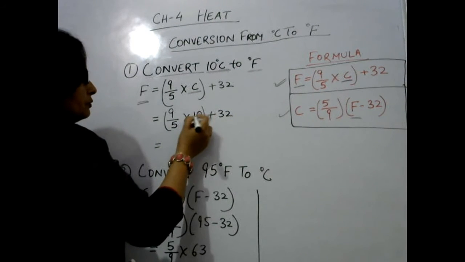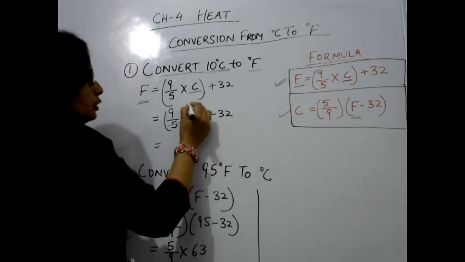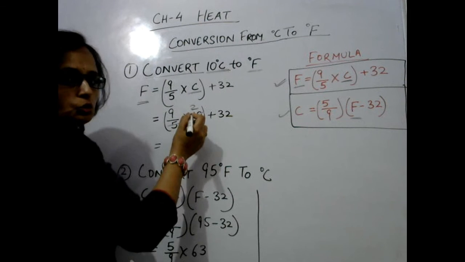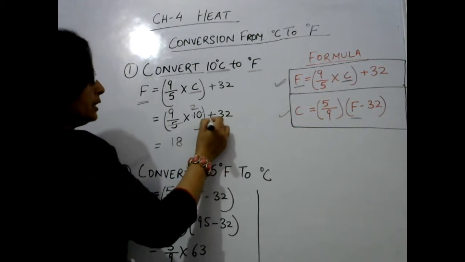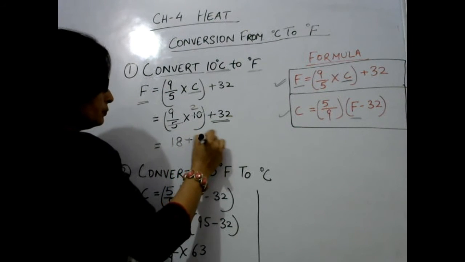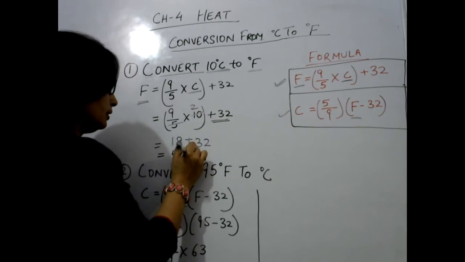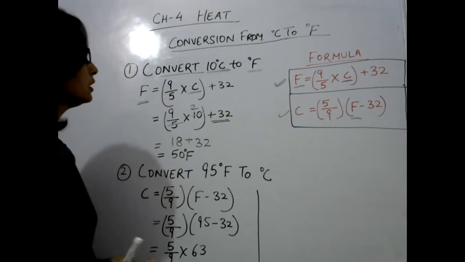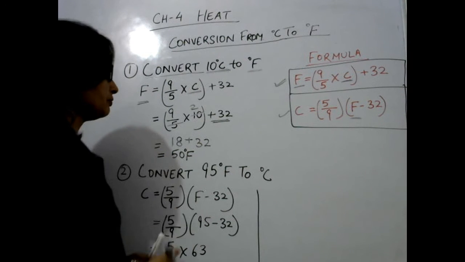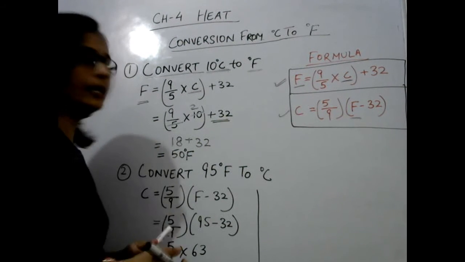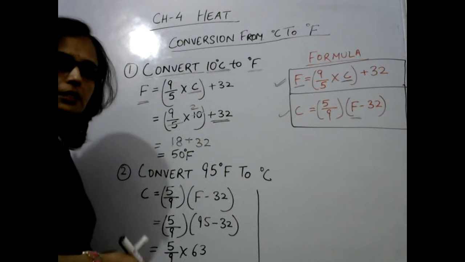Now we can cut it, divide it: 5 will divide 10 two times. Now 9 multiplied by 2 is equal to 18, plus 32. So how much is it? It is 50 degree Fahrenheit. What is the value on the Fahrenheit scale here? It is 50 degree Fahrenheit. That means 10 degree centigrade reading is equal to 50 degree Fahrenheit.